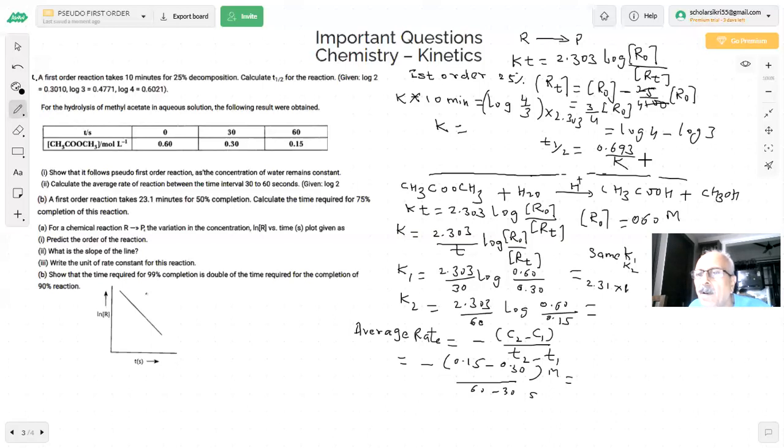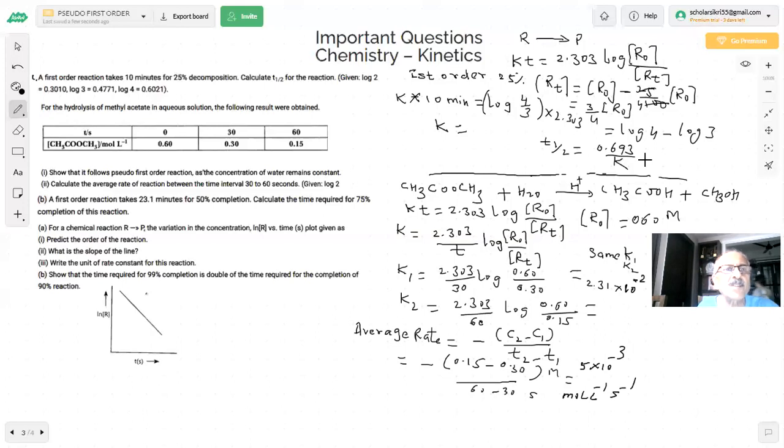2.31 into 10 power minus 2. So the average rate would be 0.05, that means 5 into 10 minus 3. And the units should be written in the exam: mole per liter per second. Okay, very good. See, the questions will be like this, but if we follow the steps and units easily, we will be able to do it.